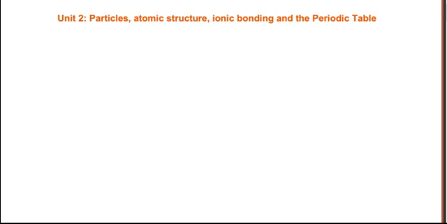Hello everybody. Today we want to look at Unit 2 of the IGCSE syllabus. We want to discuss particles, atomic structure, ionic bonding, and the periodic table. For this part of the series, we will look at these lesson objectives.